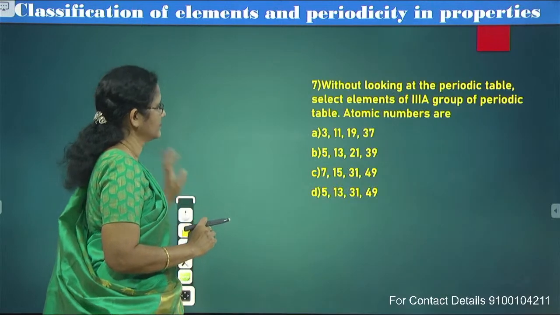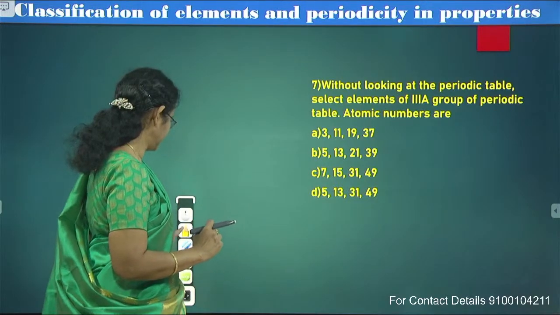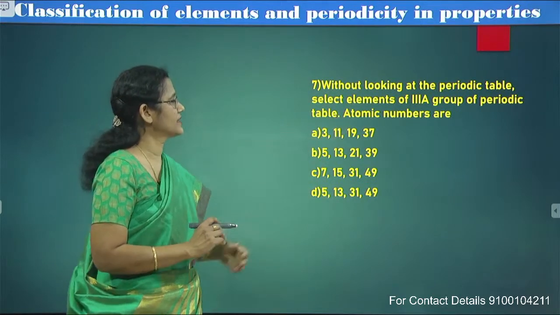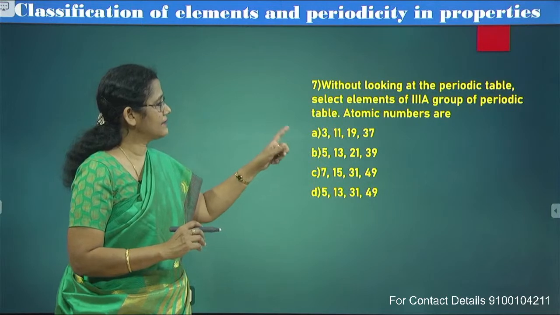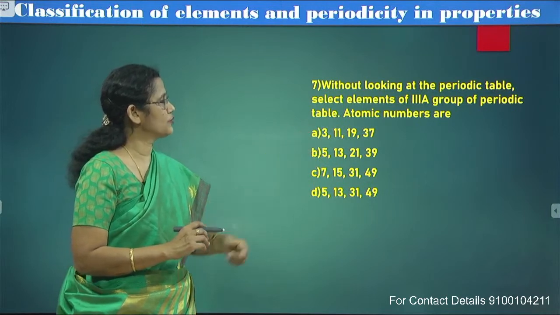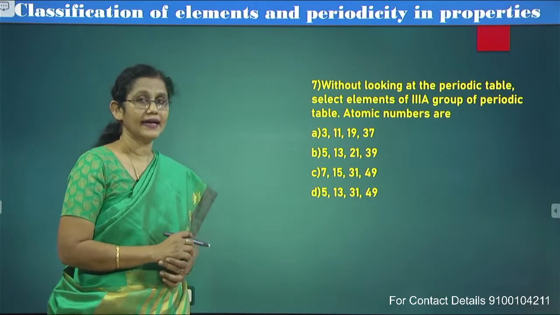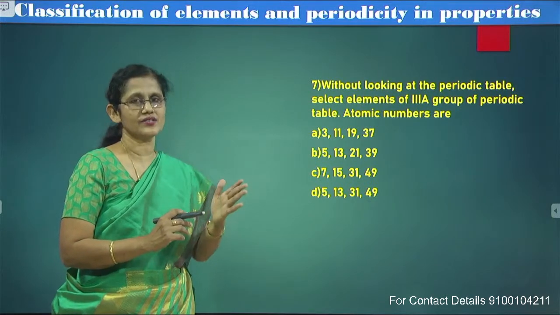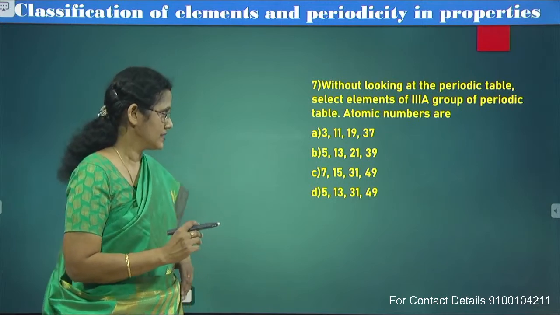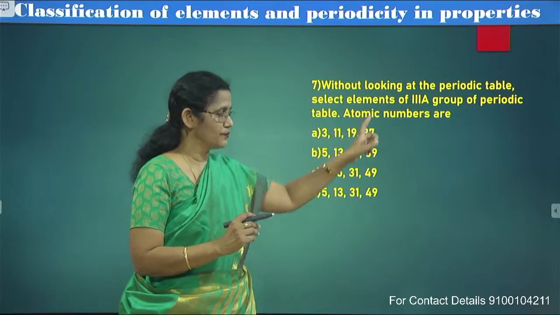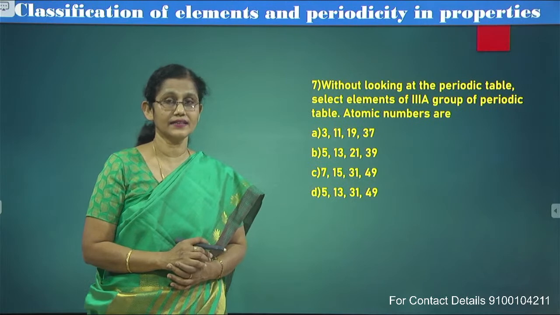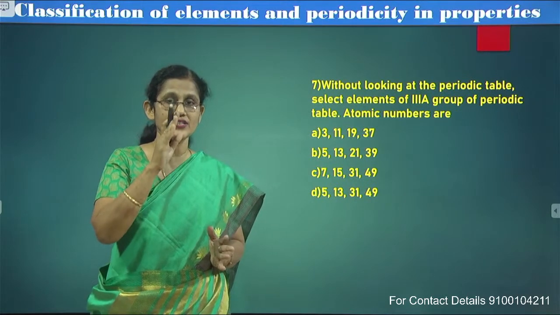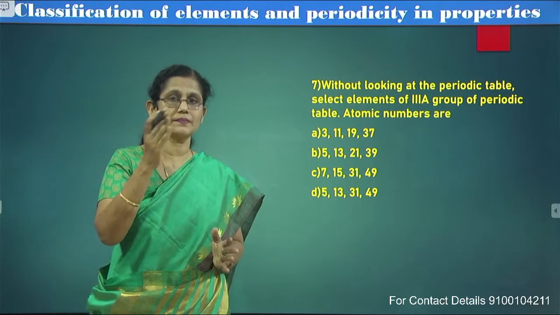Now, see here, without looking at the periodic table, select elements of third A group of the periodic table. Atomic numbers are given. Without seeing the table, you just have to work it out, right? When I say third A group elements, it is the 13th group, right? It is in the P block. Third A group means 13th group. It should be in the P block, right?